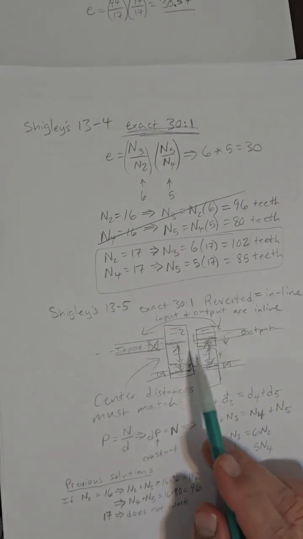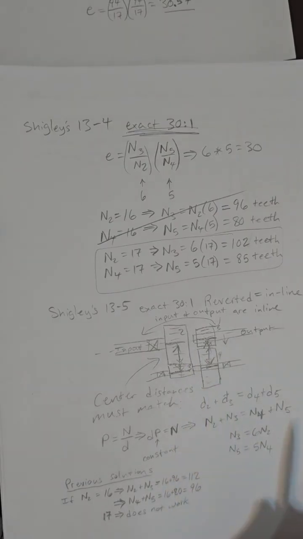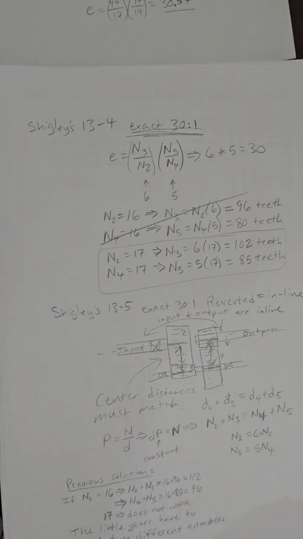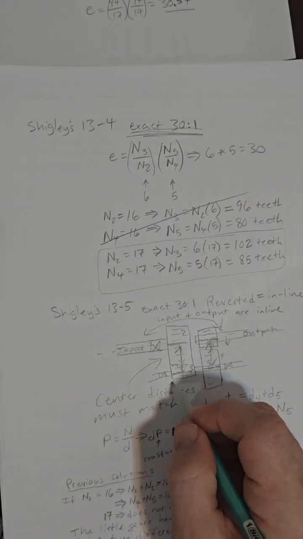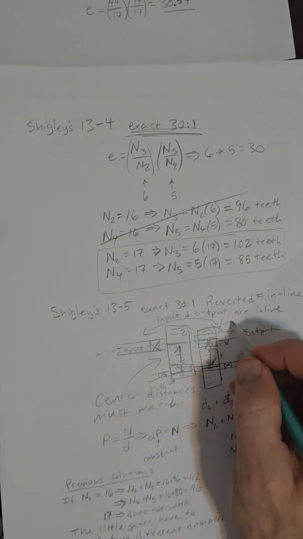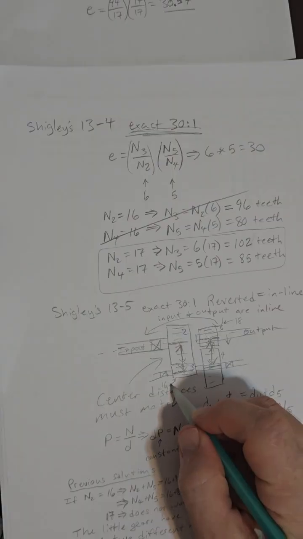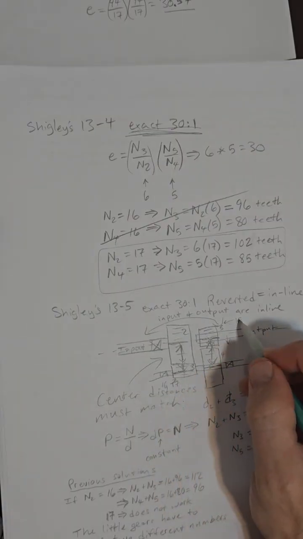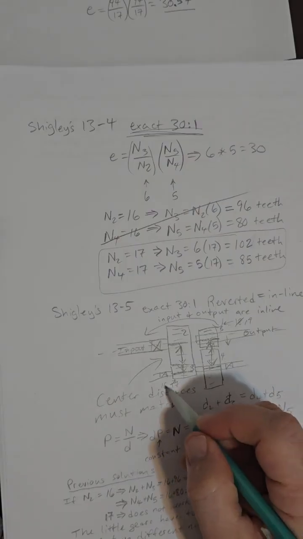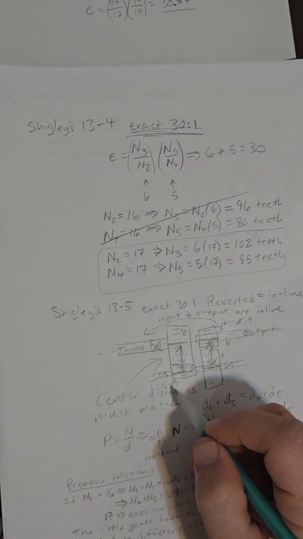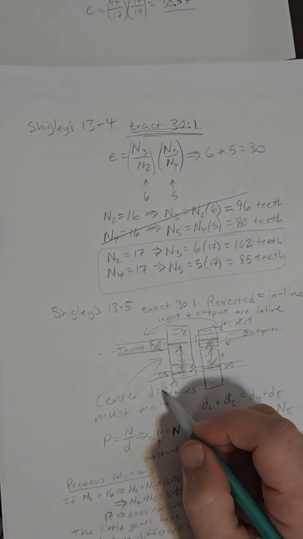What I'm going to have to do is have the little gears have 2 different numbers. Those little gears have to have 2 different numbers of teeth. So maybe it's going to be 16 here and 18 here, or maybe it's going to be 17 and 18, or 17 and 19. I don't know. Is there a systematic way to do that? Sure there is. It's a tiny bit complicated, but that's what we're going to try.